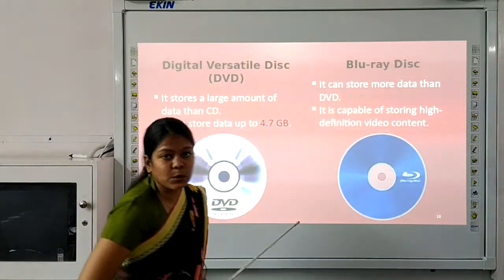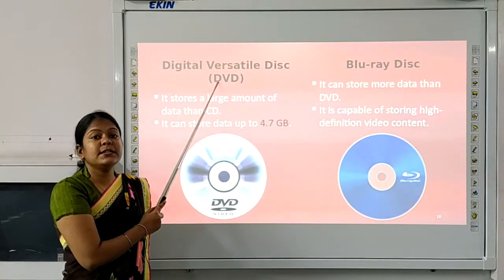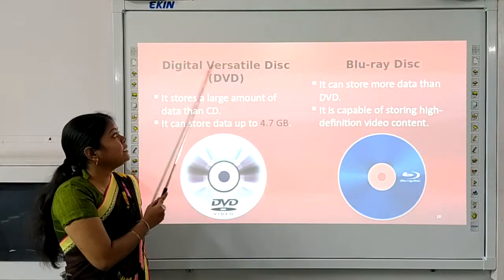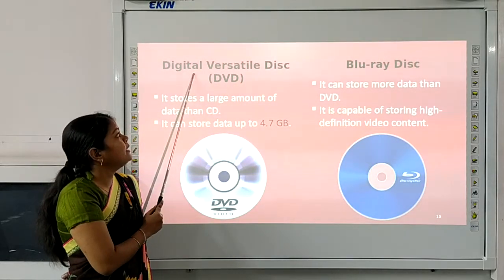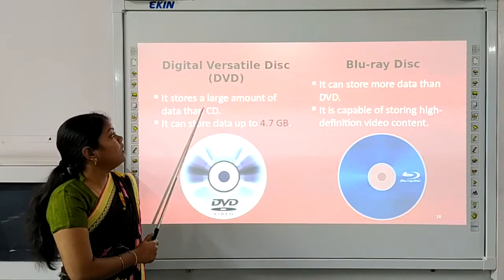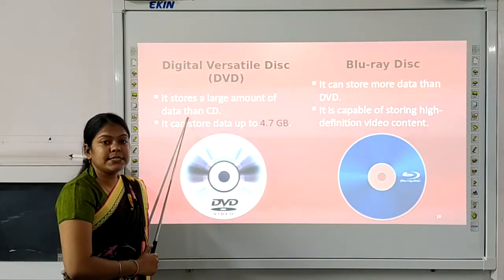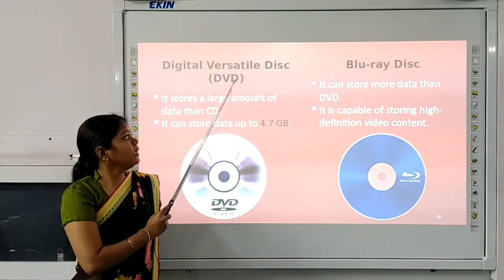Students, our next storage device is DVD. DVD stands for digital versatile disc. Okay, so DVD ki full form kya hoti hai students? Digital versatile disk. It stores a larger amount of data than CD. So CD se jyada data agar mujhe store karna hai, then I will use DVD.